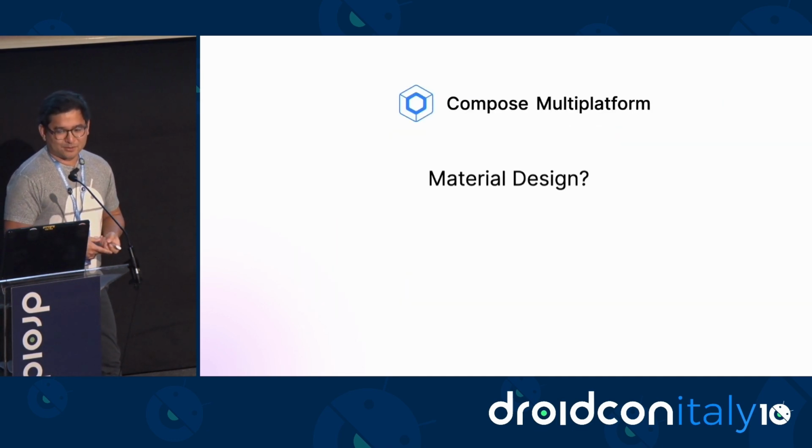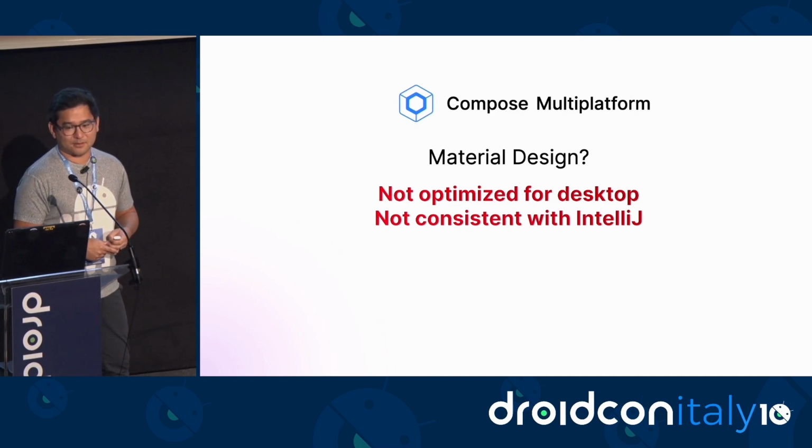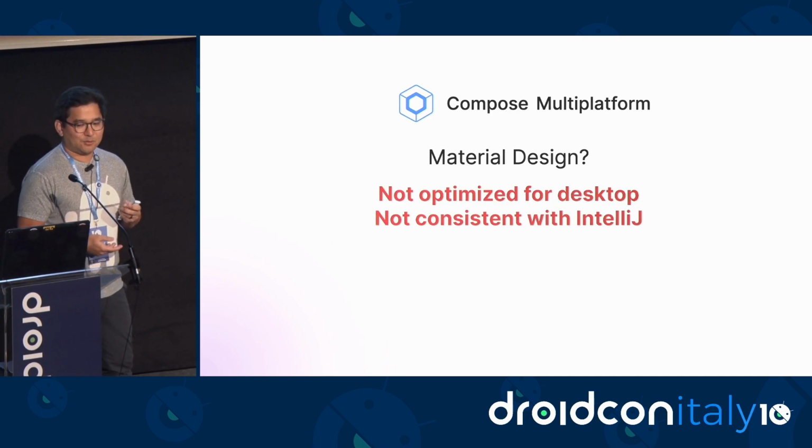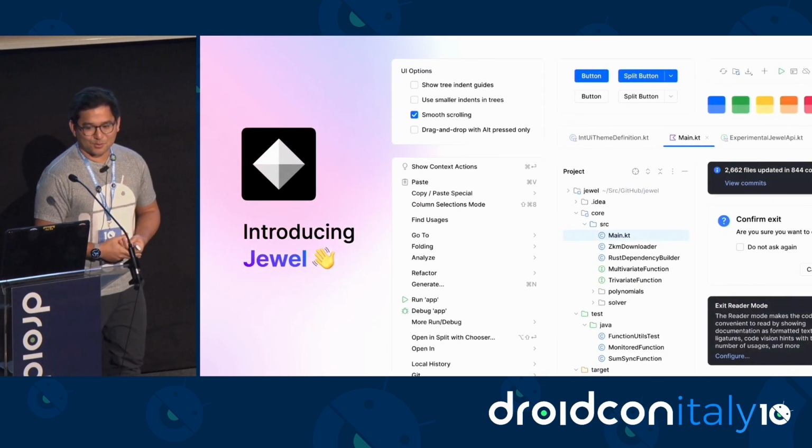And so really, material design doesn't quite work out of the box for Compose Multiplatform because it's not optimized for desktop, and at least for our purposes in IntelliJ and at Android Studio, it's not consistent with the IntelliJ platform. Which is why today we're going to talk about Joule. So what is Joule?